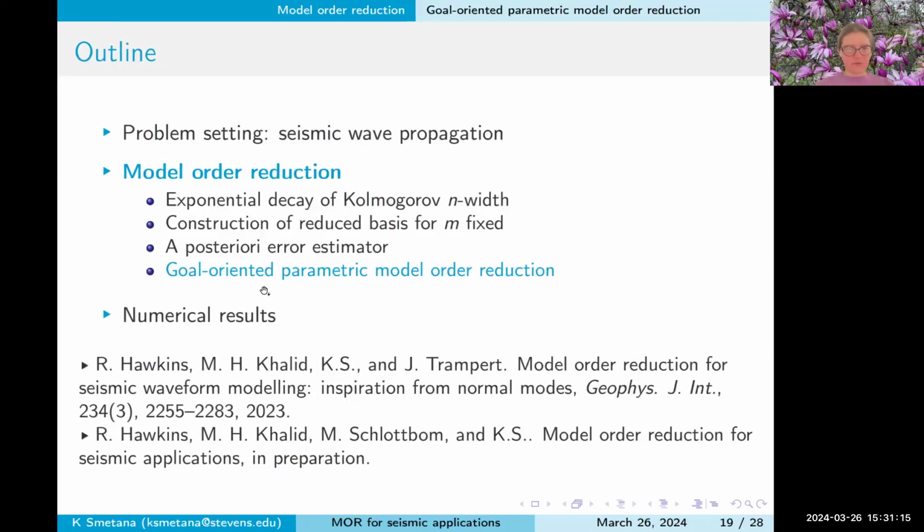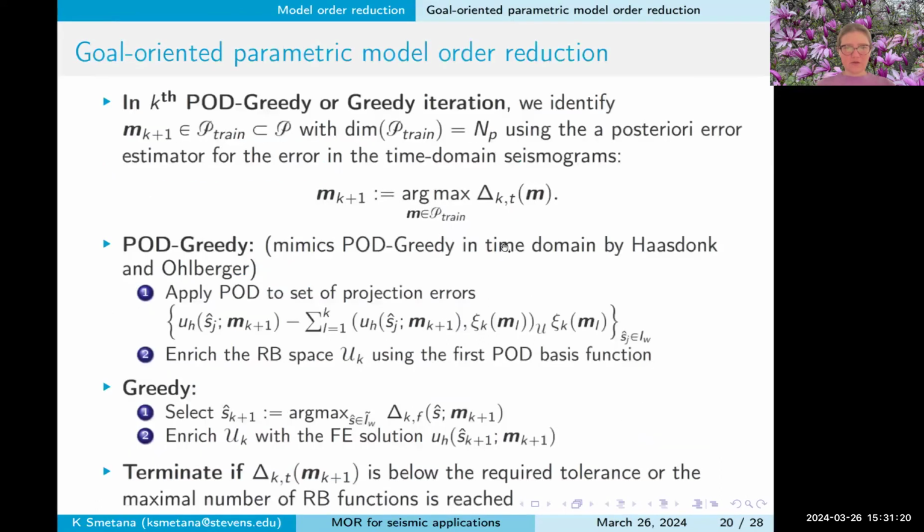Then I wanted to come to goal-oriented parameter model reduction. So we have been investigating two algorithms there. We always use a greedy algorithm for the parameter, which is chosen such that it maximizes the error estimator for the error in the time domain seismograms. And then we use either a POD greedy in the frequency domain, meaning that we apply a POD to the projection error in the frequency domain. So this POD greedy mimics the POD greedy in time domain by Haasdonk and Ohlberger. Or we use also for the frequencies a greedy algorithm. And what we saw in the numerical experiments is that they both perform very similarly. So both were basically doing more or less the same.